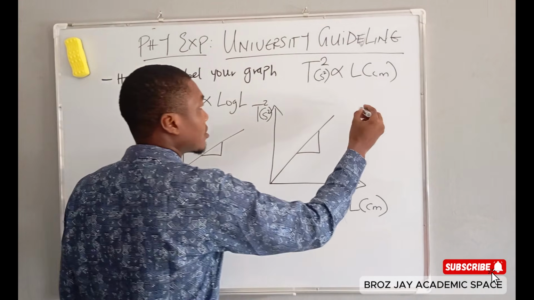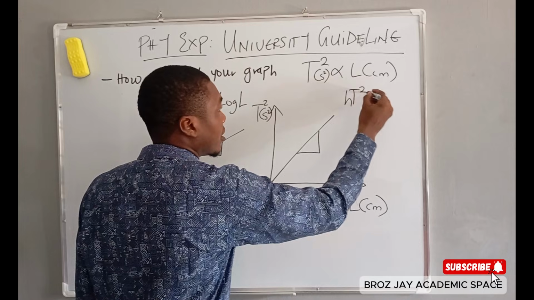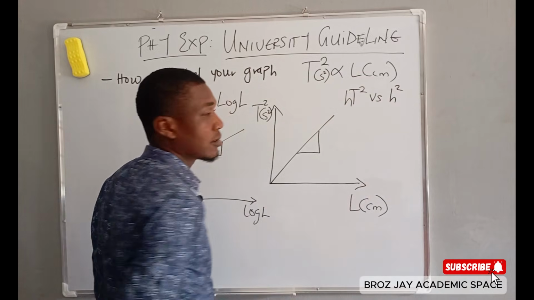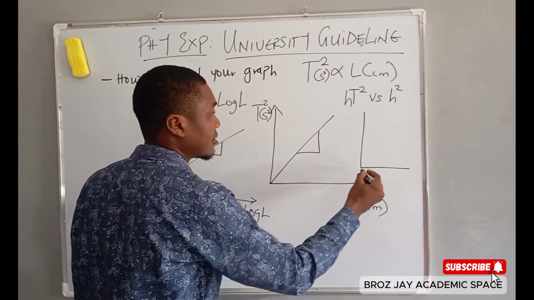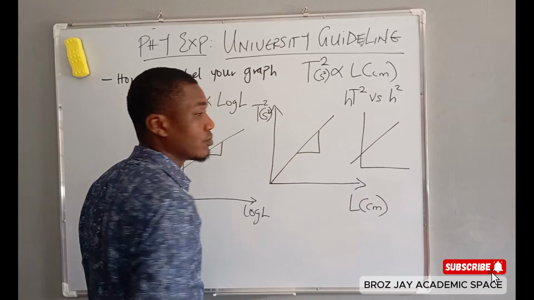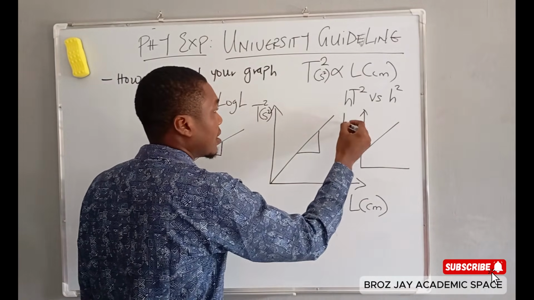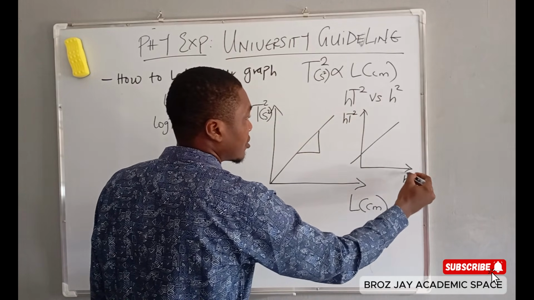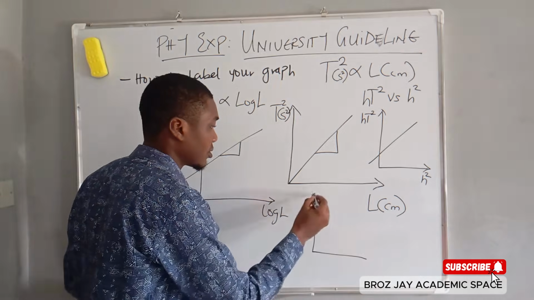For example, they say plot a graph of h T squared against h squared. Meaning that if we are having a graph like this, and let's assume it's passing through the intercept, we have something like h T squared against h squared. So this is how to label the graph. Very important. This is wrong.